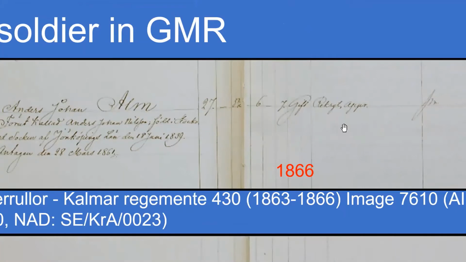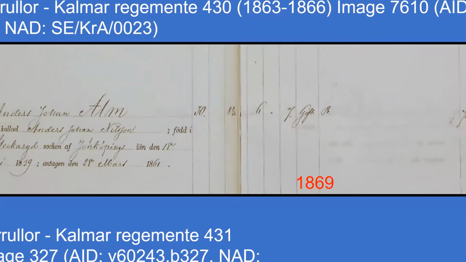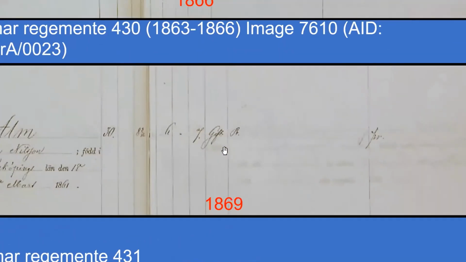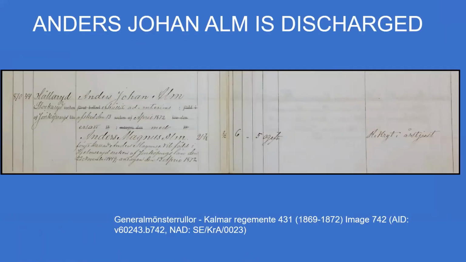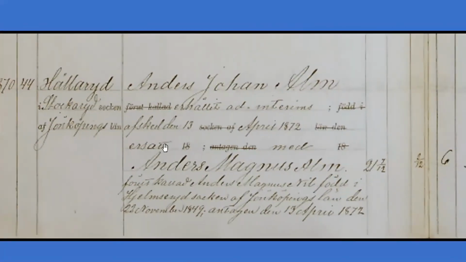And then it does show that he was approved for recruitment the previous muster, and he was present at that one. We go down to 1869. Again, you know, the age and years of service changes, and it says he was present at that one and also the previous one. If we go to the one in 1872, he's actually discharged. And this is what it says here. It just says Anders Johan Elm, and he was discharged on the 13th of April, 1872. And now he's replaced with an Anders Magnus Elm.